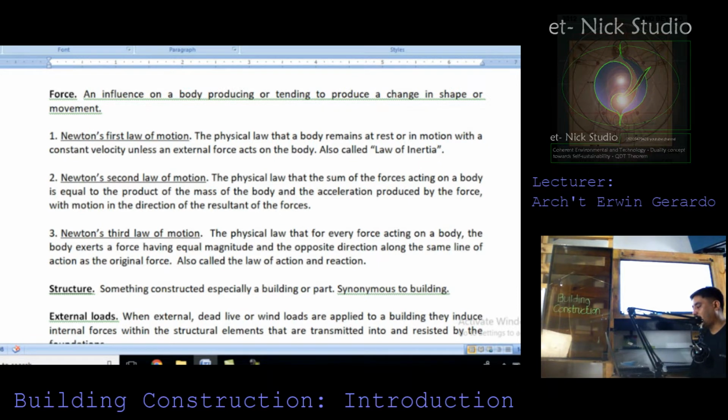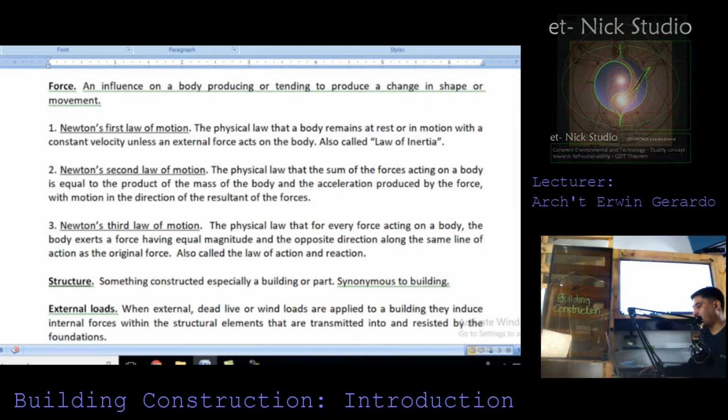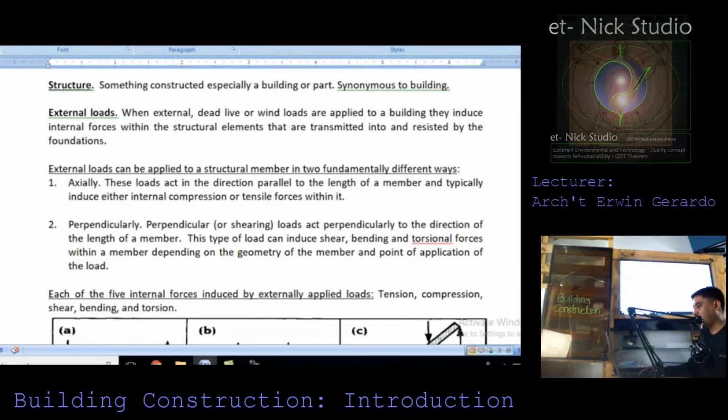And number three is Newton's third law of motion. The physical law that for every force acting on a body, the body exerts a force having equal magnitude and opposite direction along the same line of action as the original force. This is also called the law of action and reaction. Structure is something constructed, especially a building or part, synonymous to building.